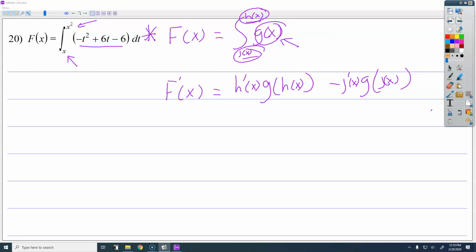Okay? And so the problem is asking us to find f prime of x, the derivative of this thing. So f prime of x then is going to be the derivative of h, which is this in this case, multiplied by my g function with the h function plugged into it. In this case, this is my g, and that's my h. So I'm going to be plugging this into this function, which would look like this.